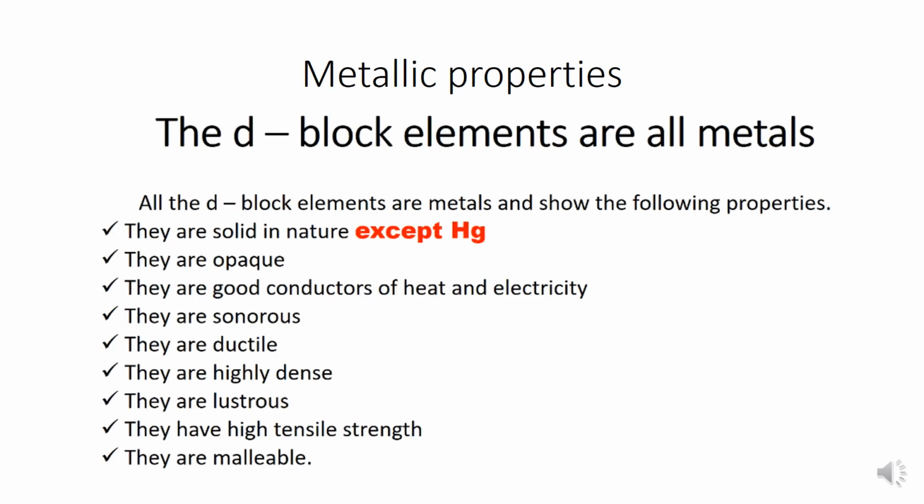As we have said already, the D block elements are all metals. And how do we say they are metals? We say they are metals because they show the properties of metals. All the members of the D block family are solid in nature, except mercury. They are opaque. They are good conductors of heat and electricity.